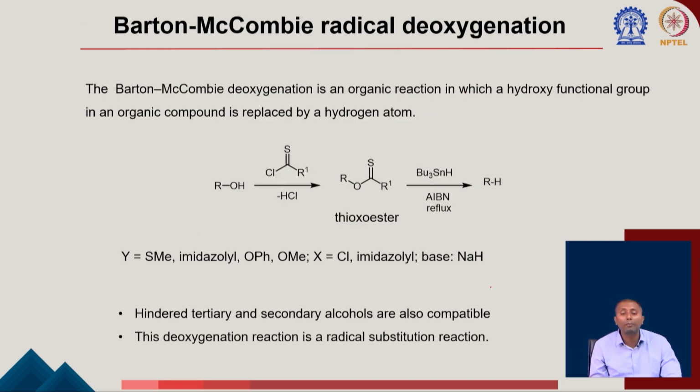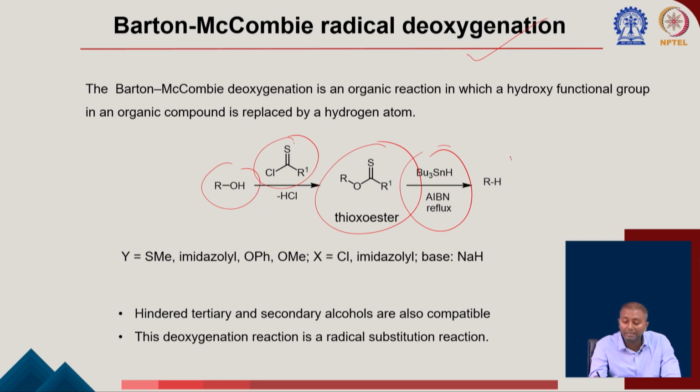Now I am going to talk about the other important reaction, Barton-McCombie, the radical deoxygenation. We talked about decarboxylation. Now we are starting from the corresponding alcohol. If you start from the alcohol using this compound, R-C(=S)-Cl, you are able to convert it to the corresponding thioxoester. Under tributyltin hydride and AIBN in reflux conditions, it can replace this OH by H. So a deoxygenation is happening.